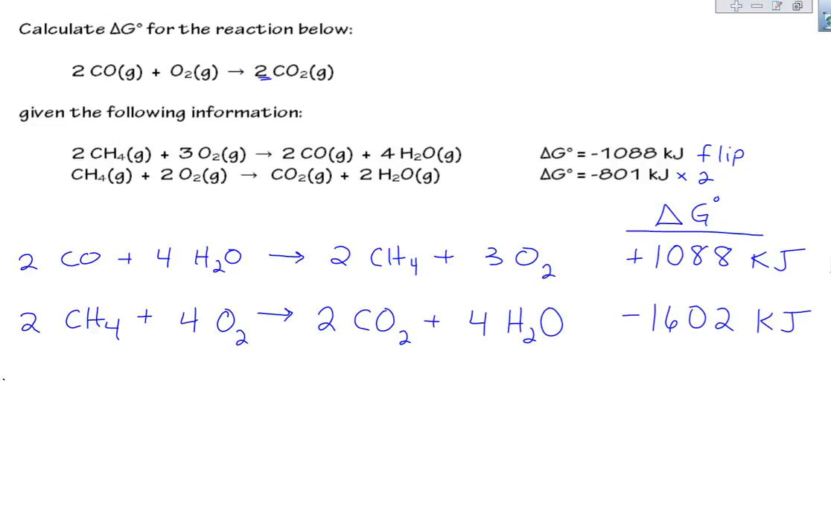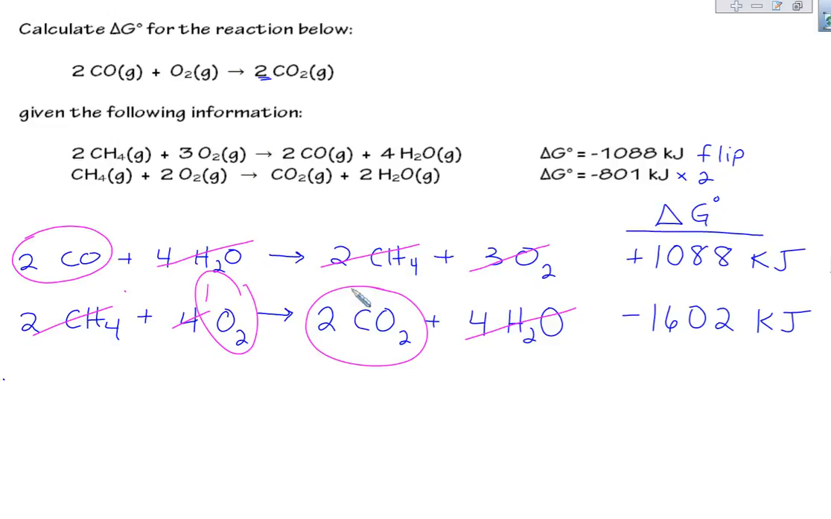Oh, brother. Okay, I want this. I like that. I do not want these 4 waters, but thankfully they cancel. Excellent. I do not want these 2 methanes, but they also cancel. Oh, yes, this is perfect. I was kind of concerned about the oxygen. I want 1 oxygen. Well, here I'm going to produce 3, and then here I have 4. I can knock that down to 1. That's a messy looking 1. There, 1. I want you. And then I have my 2 carbon dioxides. Excellent. I have the desired equation.